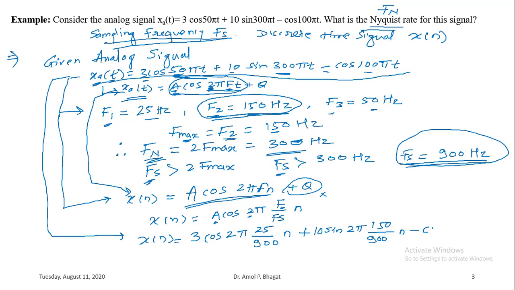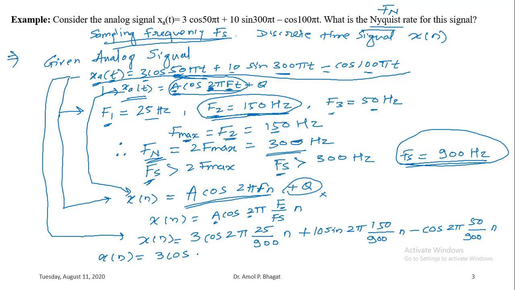Minus cos, again 2 pi, okay, so 2 pi 50 upon 900 n. So this is the discrete time version of the given analog signal. So more specifically we can specify this x of n, that is 3 cos 2 pi fn.